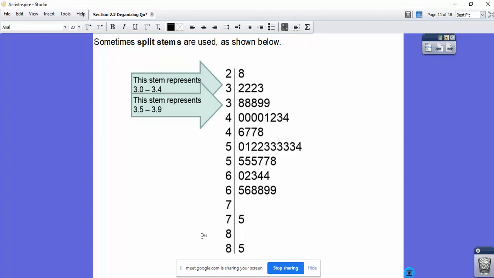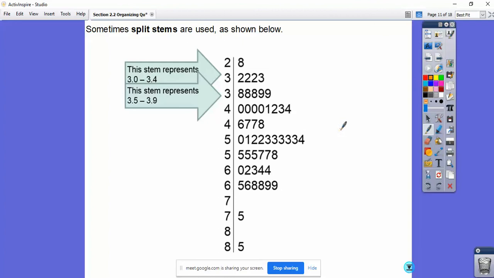So what if a decimal has multiple digits? Your leaf is only the rightmost spot. So if your number were like 128, your stem would have to have the 1, 2, and then you would just put the 8 there. Other questions?